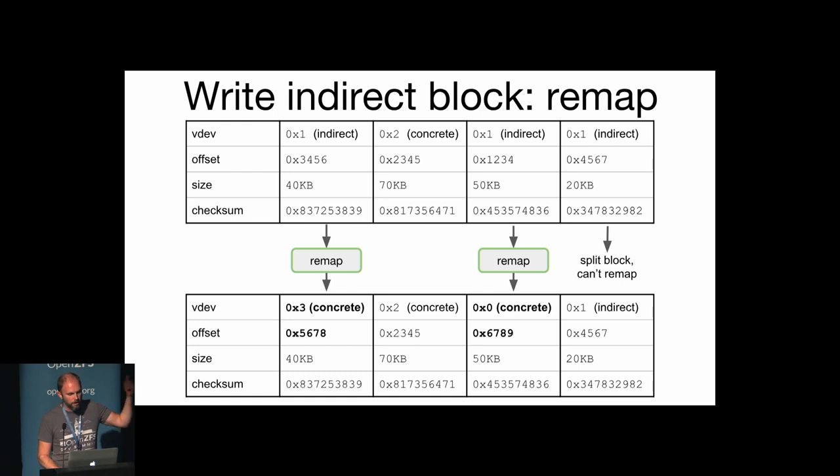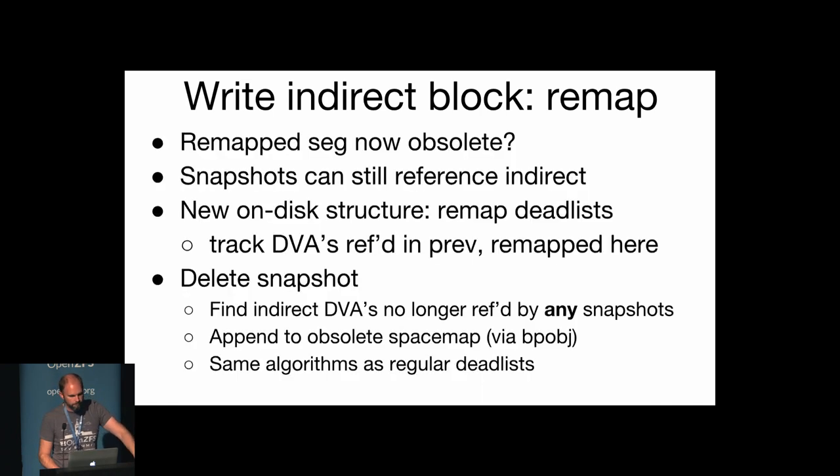And then whenever we write an indirect block, we can say, hey, I'm writing this indirect block, and it happens to have, kind of irrelevant to why I'm actually writing it, this other block pointer in here, which points to an indirect VDEV. Maybe I can rewrite that indirect block pointer to point to the new concrete location, which maybe then I could mark obsolete, but you can't if there's snapshots. So the snapshots might still reference it via the indirect block pointer.